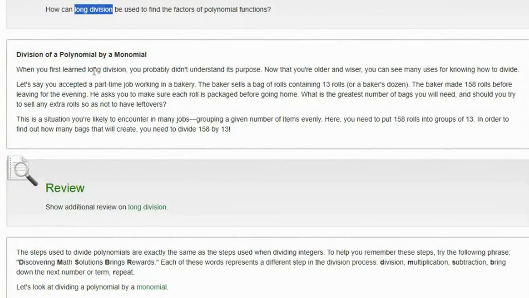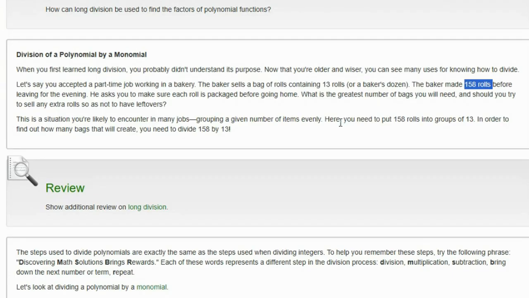When you first learned long division, you probably didn't understand its purpose, right? Now that you're older and wiser, you can see many uses for knowing how to divide. Let's say you accept a part-time job working in a bakery. The baker sells a bag of rolls that contains 13 rolls in a bag. It's called a baker's dozen, right? A baker's dozen is generally 12 plus an extra one. That's why they call it a baker's dozen. So the baker made 158 rolls before leaving for the evening. He said, hey, before you go home, package up all these rolls, put them in baker's dozens. So you've got to figure out how many bags you need, right?